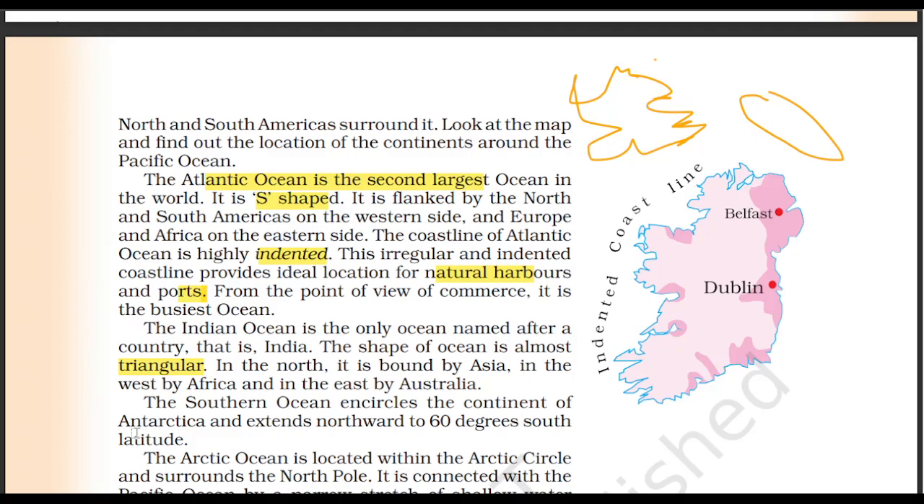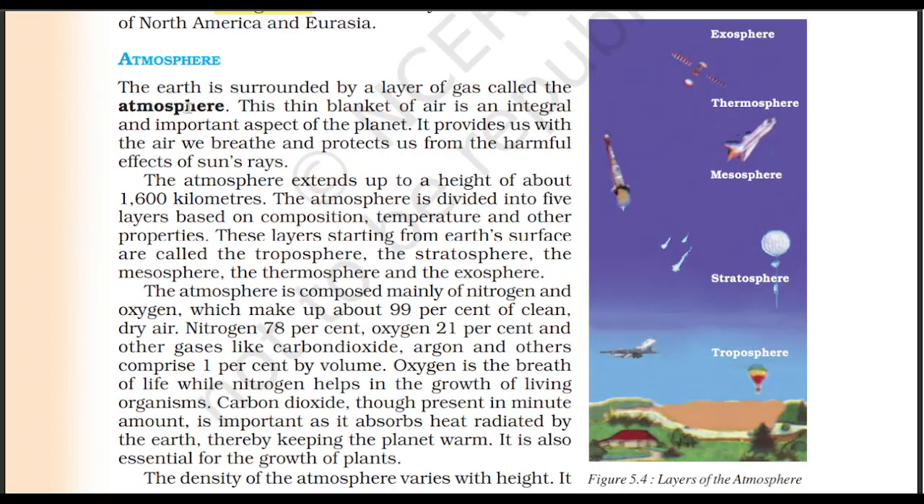Atmosphere. The Earth is surrounded by a layer of gases called the atmosphere. Earth is surrounded by the sky, which means the atmosphere. This thin blanket of air is an integral and important aspect of the planet. It provides us with the air we breathe and protects us from the harmful effects of the sun's rays.